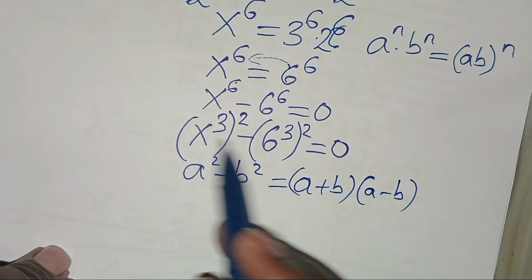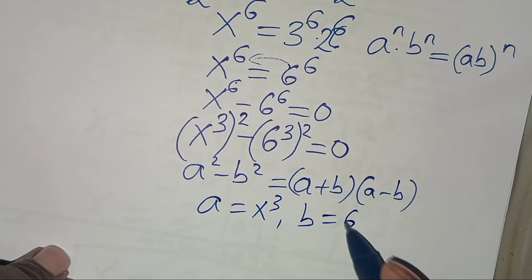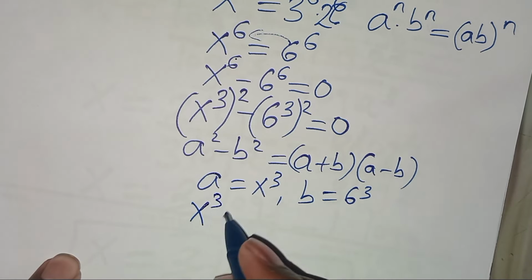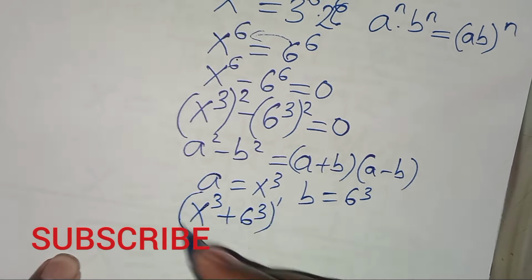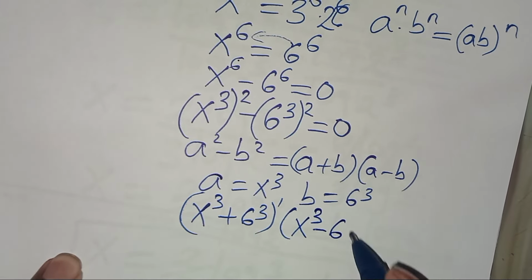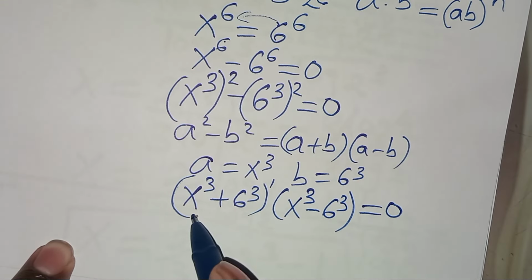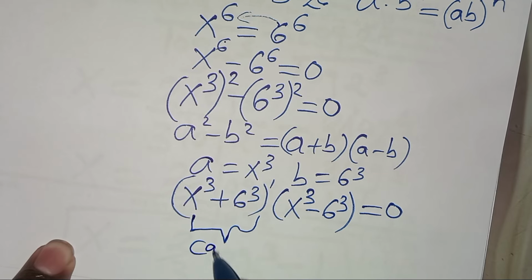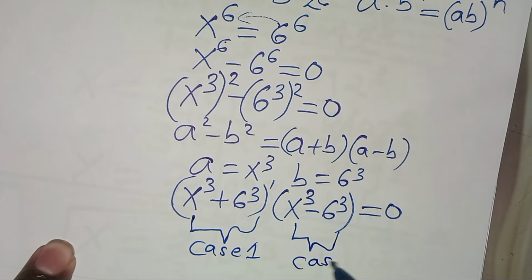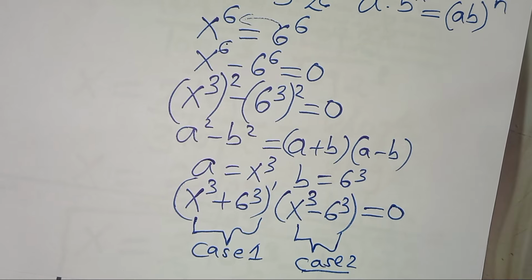Now, from this particular equation, a is equal to x to power 3 and b is equal to 6 to power 3. Now, a plus b is the same thing as x to power 3 plus 6 to power 3, and then a minus b is the same thing as x to power 3 subtract 6 to power 3, all this equal to 0. So in this case, we have two parts here. I can call this one case 1, and the second part case 2. So now let's solve for case 1 and case 2 following these steps.